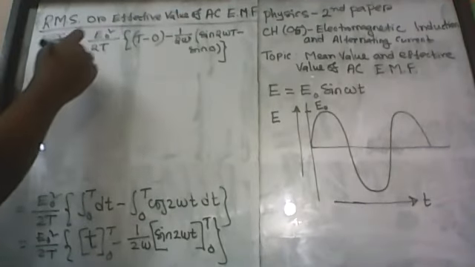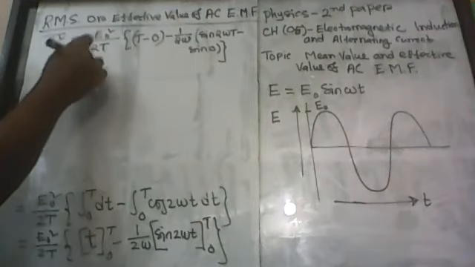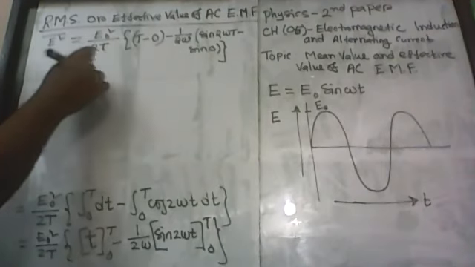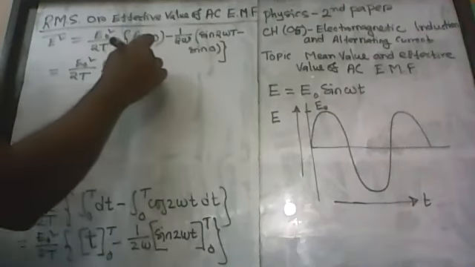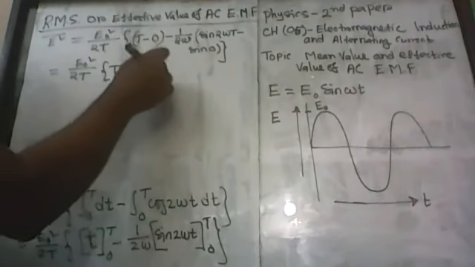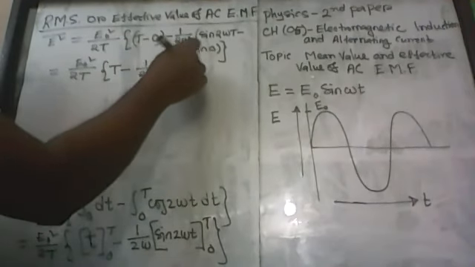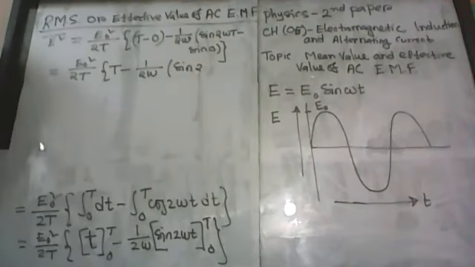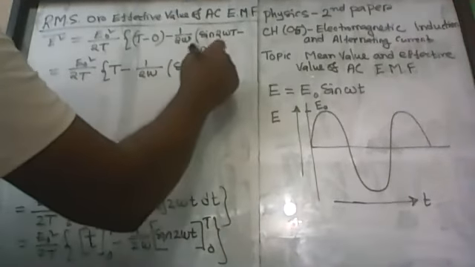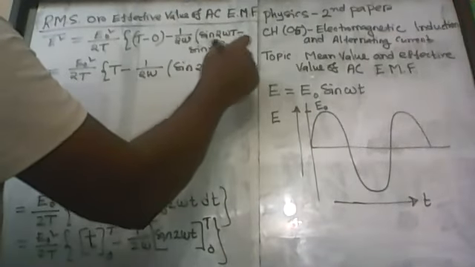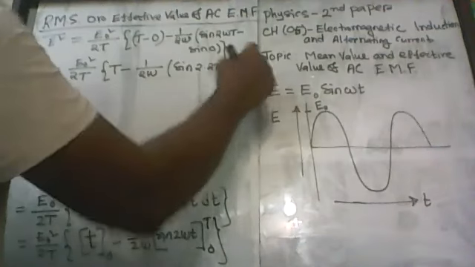So, I can say here, it is E naught square divided by 2 into capital T. First, from the first function it will equal T. And then here 1 by 2 omega, you know that sine 2 into 2 omega. 2 omega will give you 2 pi. And then you know that sine 0 will equal 0.